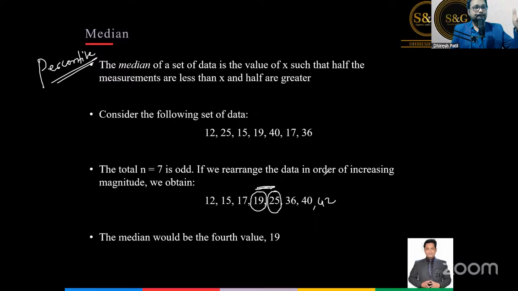Clear? Just give me yes in the chat box. If you have 8 data points, I don't have only 1 data point in the center. I'll have 2 data points in the center. Just give me yes if you have understood this. Clear? Just give me yes.